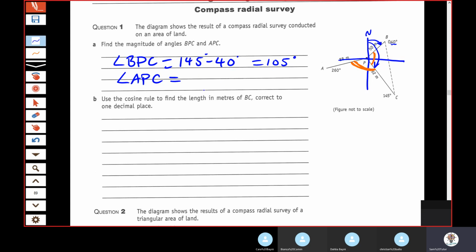What should that be? What do you think? Again, think of it from north. To A is 260. From north to C is 145. So then angle APC, that's it. That's all.